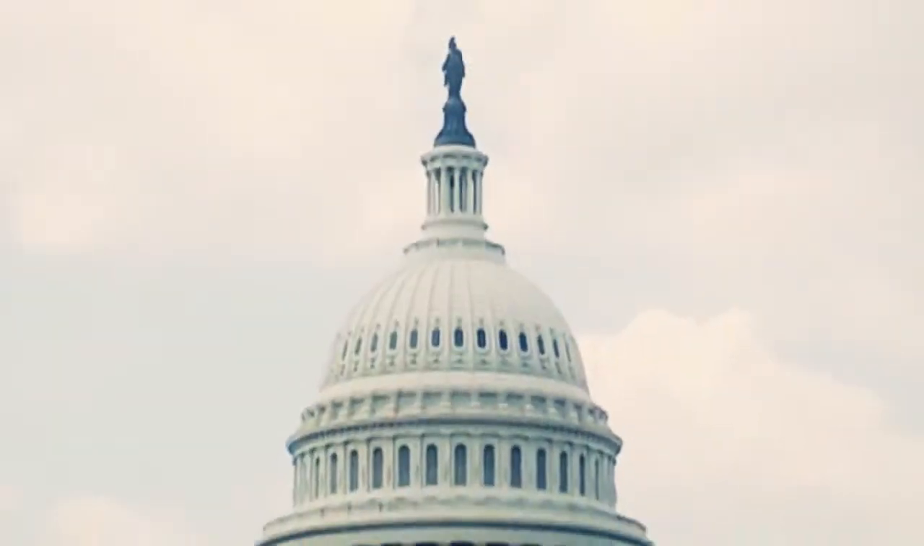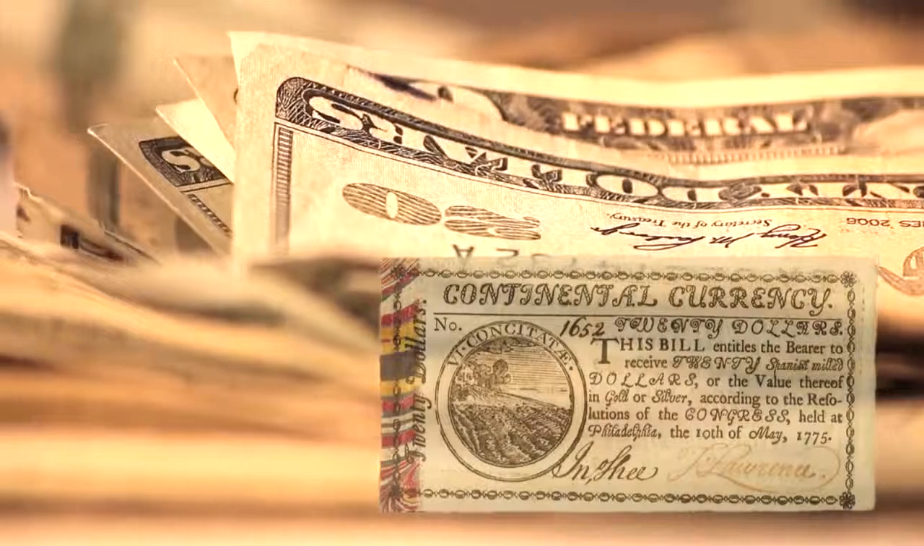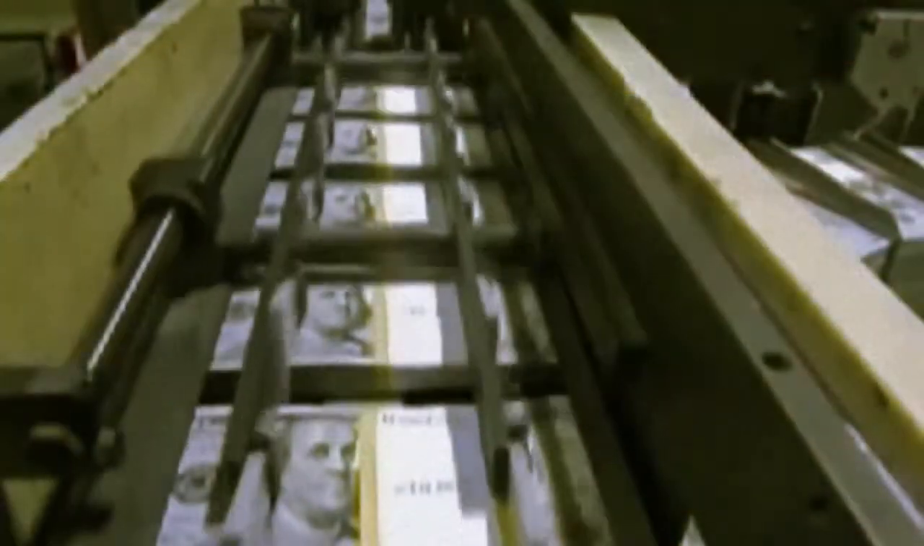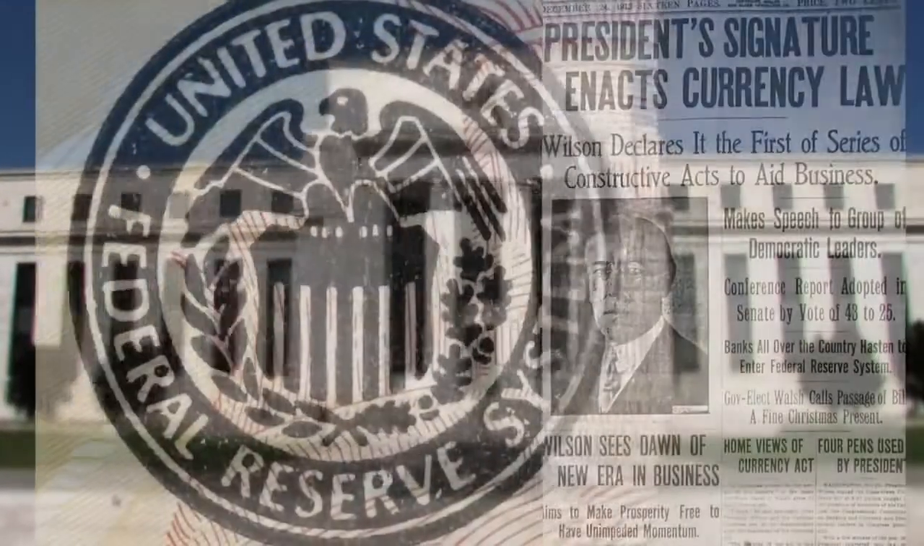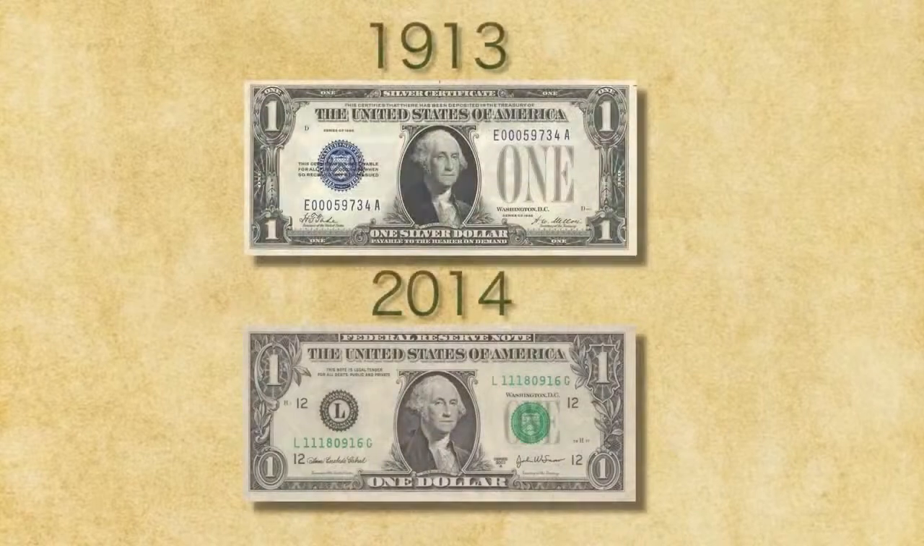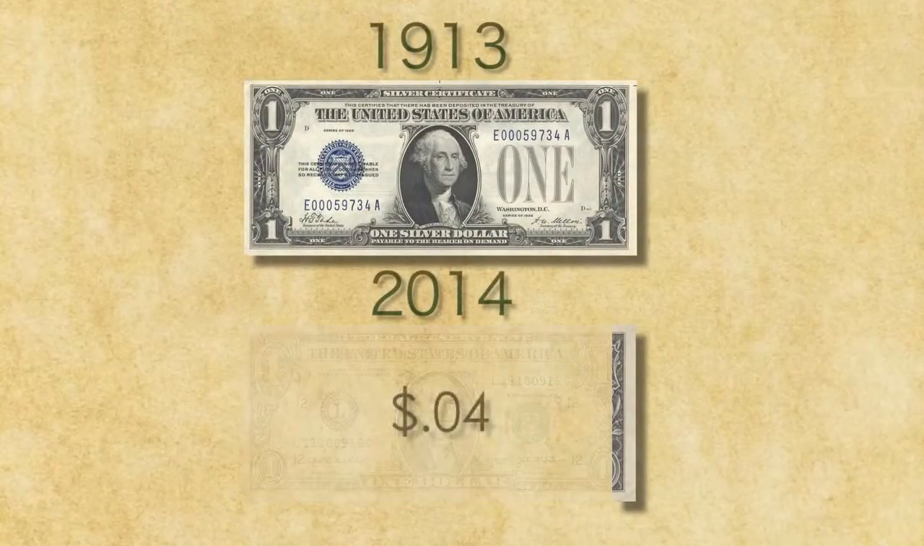The United States has gone through multiple currencies and central banks in its 240-year history. A central bank allows for the expansion and contraction of our currency supply, which affects the prices of goods and services in our economy. Since our latest central bank was created in 1913, one US dollar can only purchase 4 cents worth of what it could in 1913.